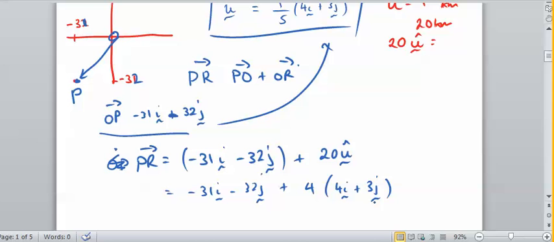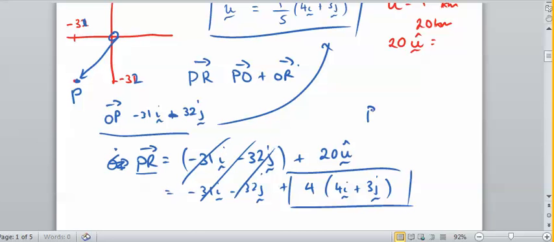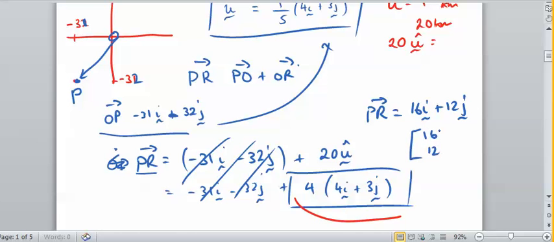Now, but remember that this point here is from O to P. So we actually want P to R, and that's not really technically right, is it? PR is actually just this here. And that happens to be 16i plus 12j, which I guess in this notation is the same as that.